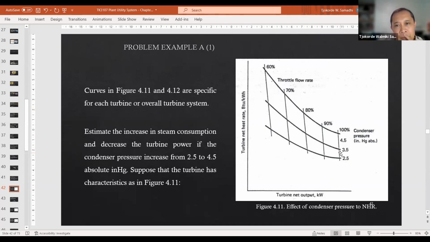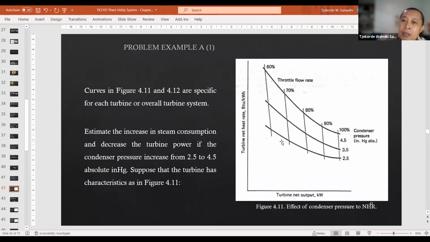I'm not sure how to read this thing actually. Turbine net heat rate is. Okay, better. Here goes. Let me explain it in words that are easier to follow. Higher turbine output, meaning larger turbines. Larger turbines tend to be more efficient in terms of heat rate.